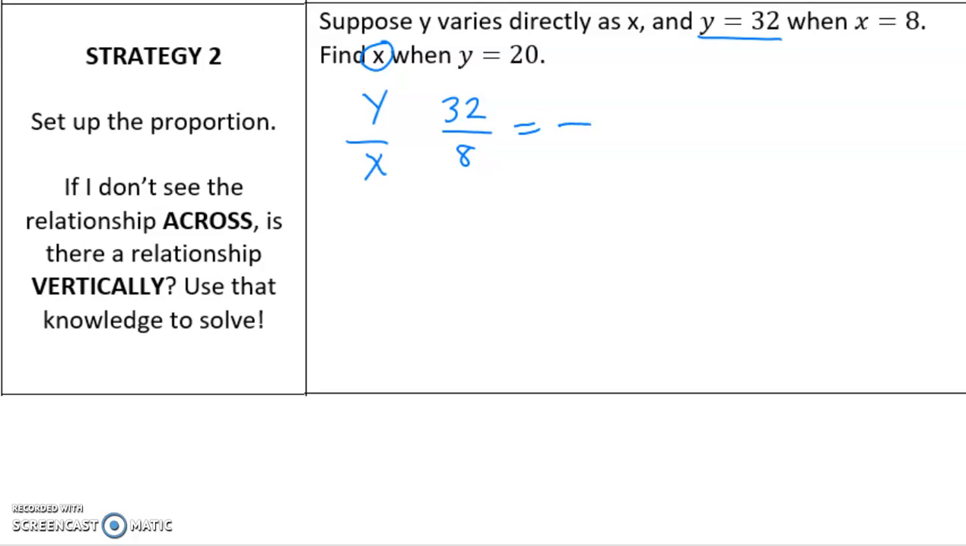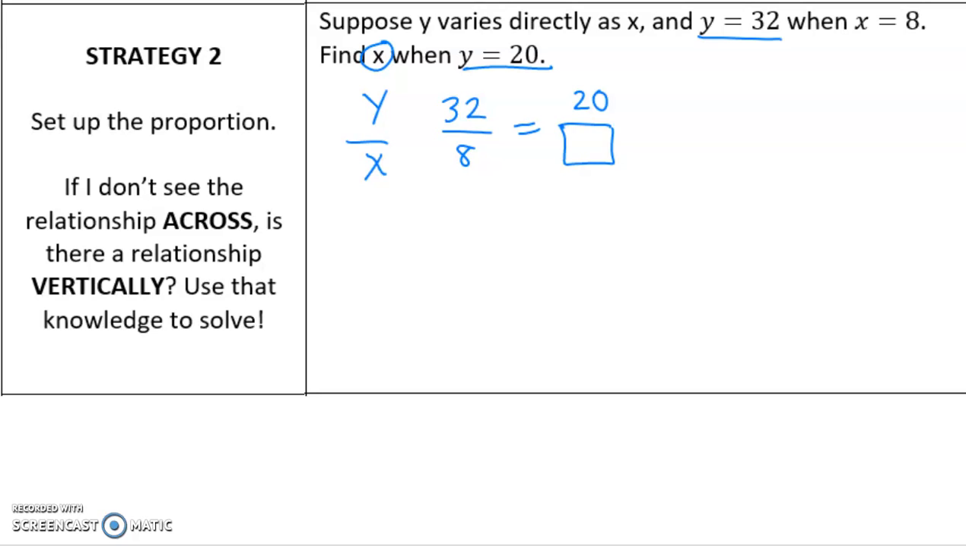Find X. This time I don't know the bottom, when Y is 20. First thing I look for is, do I know 32 times something gets me 20? I don't know that off the top of my head. So I'm going to see if there's a different relationship.